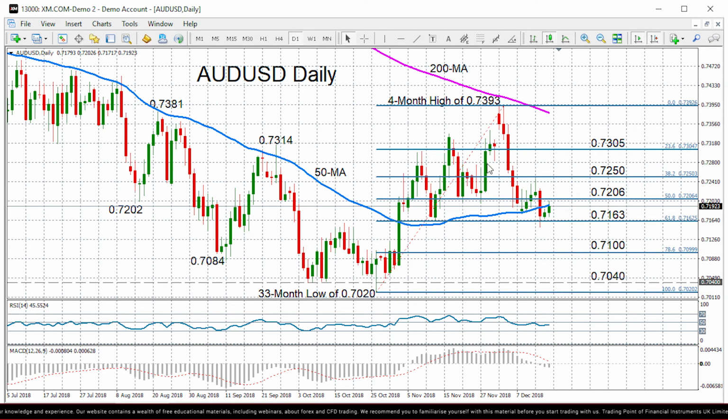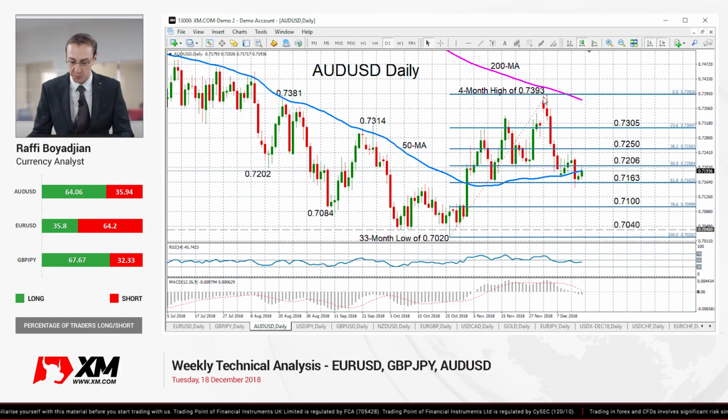Having a look at the medium-term picture, it's still looking fairly neutral at the moment. We would need to see prices successfully break above that 4-month high of 0.7393 to shift it to a bullish outlook in the medium term.